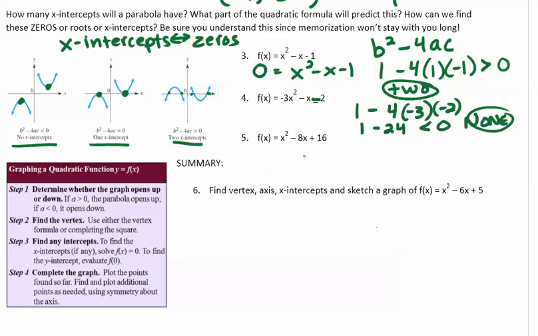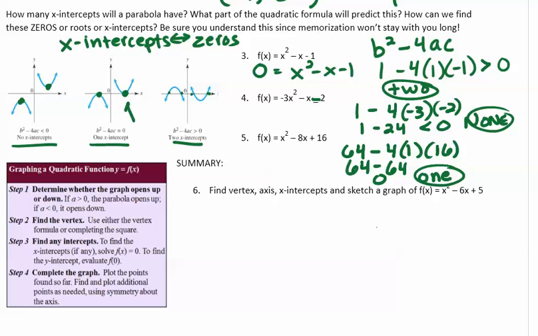And in our third example, we'll do it again: b squared would be 64, minus 4 times a, which is 1, and c is 16. So here we have 64 minus 64, which is 0. And when the discriminant disappears in the quadratic formula, that tells us that there is only 1 double root. So that's when our parabola would be like this example, where the vertex would be on the x-axis.